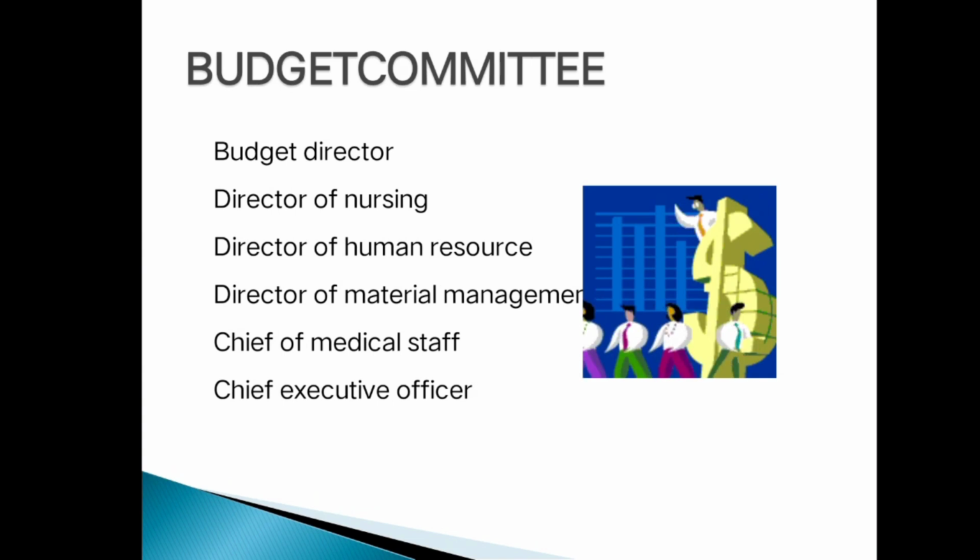Next is the budget committee. The members are the budget director, director of nursing, director of human resource, director of material management, chief of medical staff, and chief executive officer. These are all the members who will be the acting personnel in the budgeting process. They will review the budget and see whether it is necessarily needed or not. They will also see the specific reason and need for the budget, and what the proposals are.